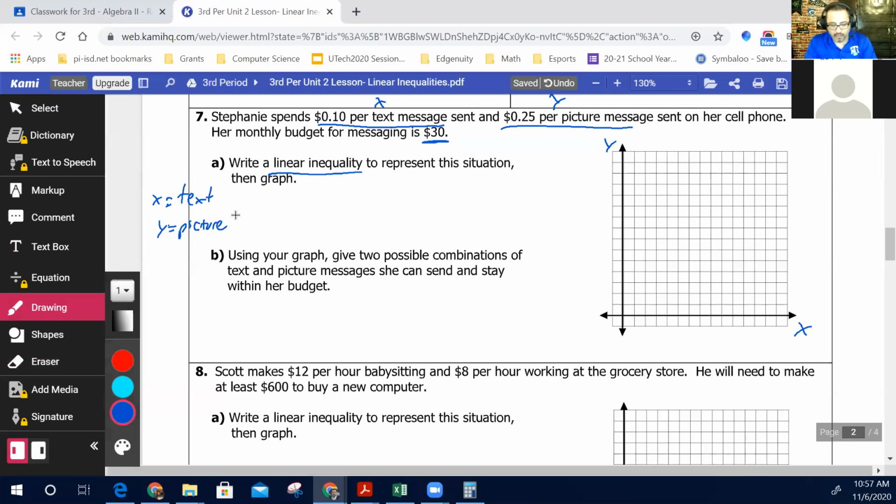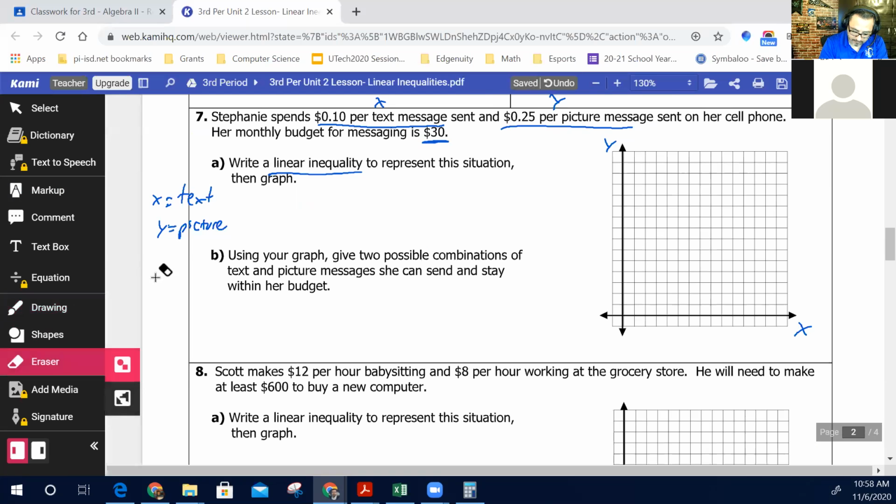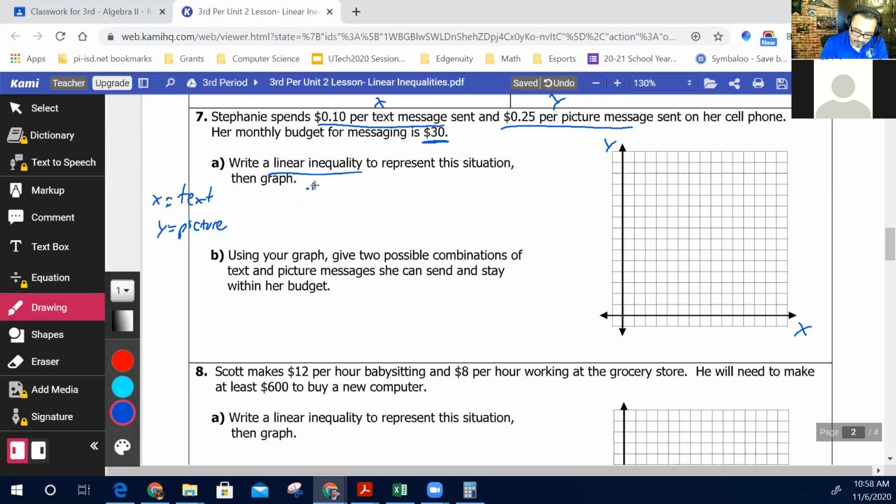Okay, cool. So what is it that we have? 10 cents per text, so 0.10 in decimal form per text. So 0.10x plus, well, 25 cents per picture message. So that's my y. Now it says her budget is $30, right? So that's the maximum amount that she can spend. She can't spend more than that. So when I add up the cost of all of the text messages and the cost of all of the picture messages, it can't exceed 30.